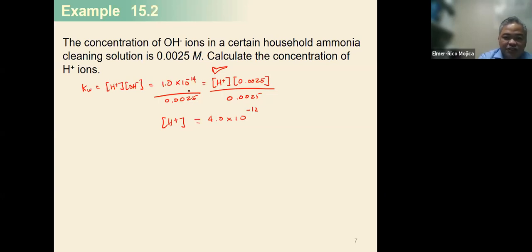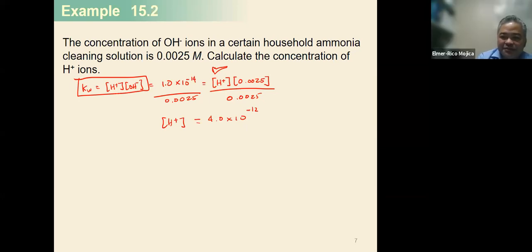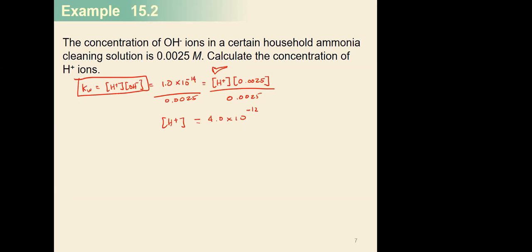So this is based on this relationship. That means for the third exam, you have to know that relationship. Professor, just in case, are you going to give us the constant, this 1.0 times 10 to the power negative 14, in the exam? As much as possible, you should know that. Okay.